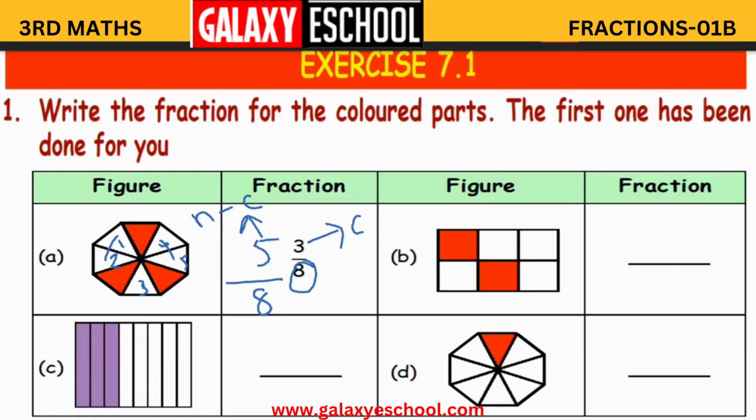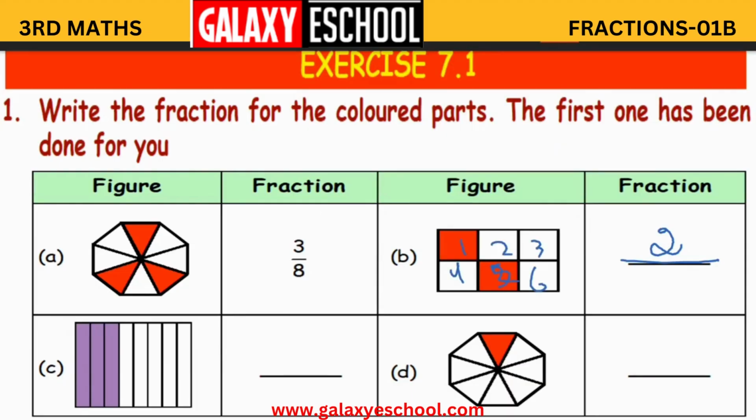Coming to question B. Now they have asked us to write the fraction for colored parts only children. So write only for colored parts. This I have simply explained it to you. Now how many colored parts do we have? 1 and 2. So 2 in the numerator divided by, what are the total number of parts? 1, 2, 3, 4, 5 and 6. So 6 in the denominator. 2 by 6 becomes our fraction of the colored parts.